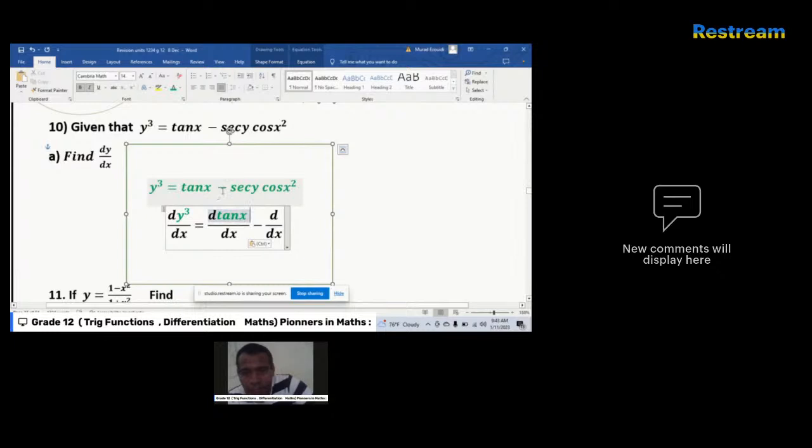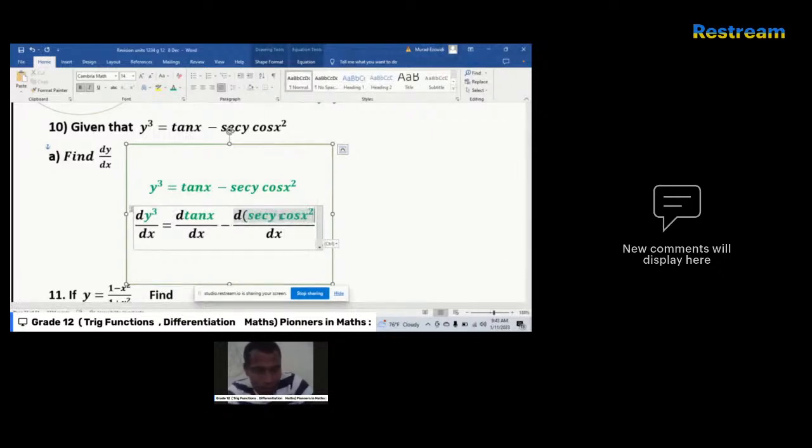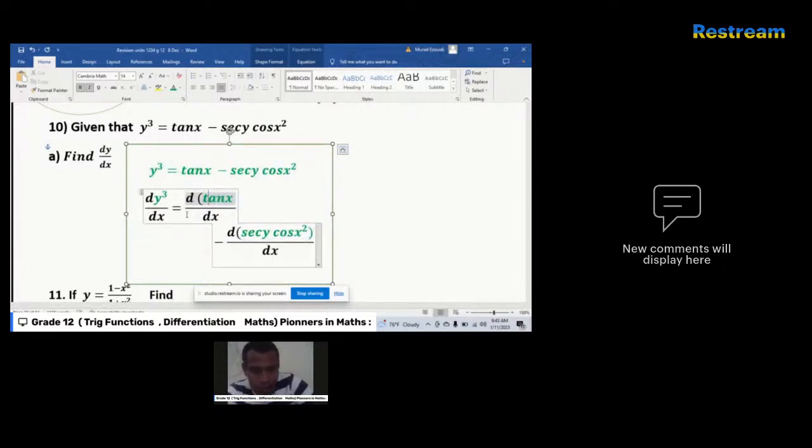Then sec y cosine x squared should be differentiated. I'll put it between parentheses, which is better, because I am going to differentiate this. This is also y to the power 3.